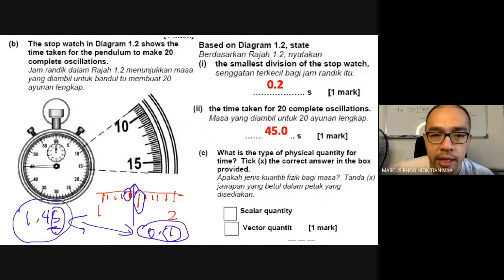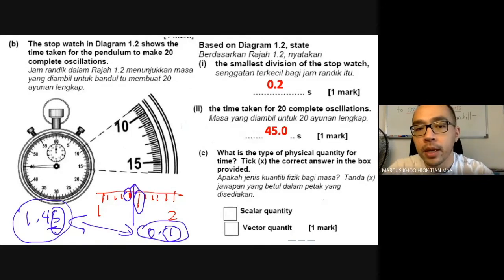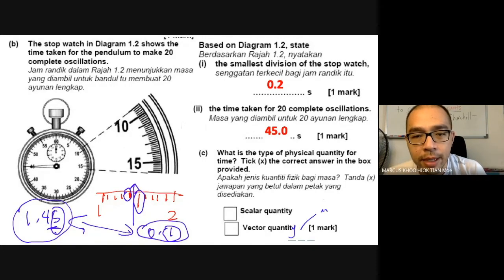Okay, thanks, Chen Hee. Good question. What is the type of the physical quantity for time? Take X in the correct answer provided. Can I have Diana for this, please? Diana, can you answer question C? Oh, time vector quantity. Cannot be. Vector quantity must have magnitude and direction.